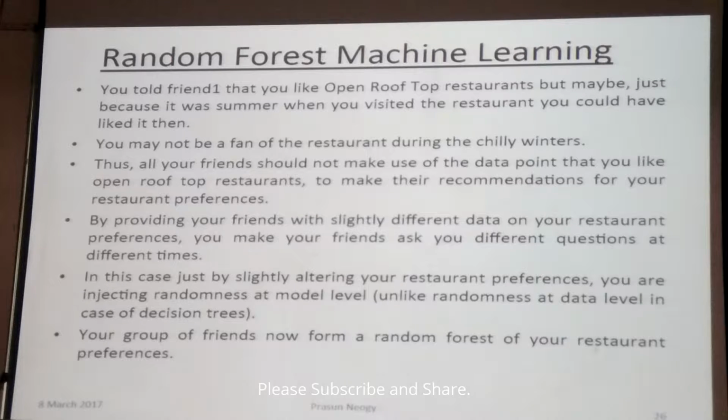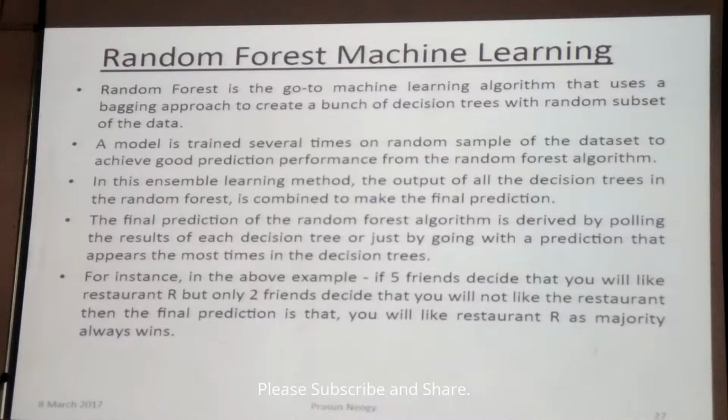It is the same thing I have just written. In the case of slightly altering your restaurant preference, you are injecting randomness at the model level. So your group of friends now forms a random forest of your restaurant preference. A model is trained several times on random samples of the dataset to achieve good prediction. In this ensemble, the output of all decision trees in the forest is combined to make a final prediction. The final prediction is derived by polling the results.